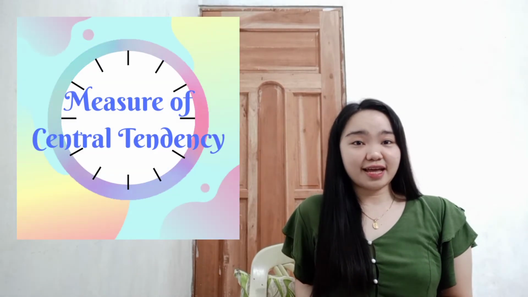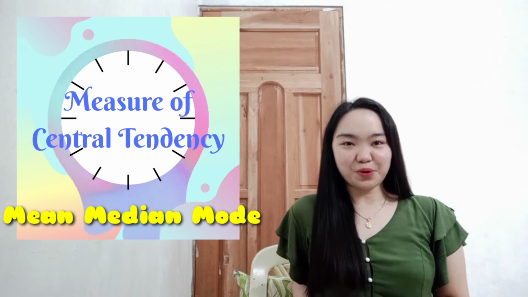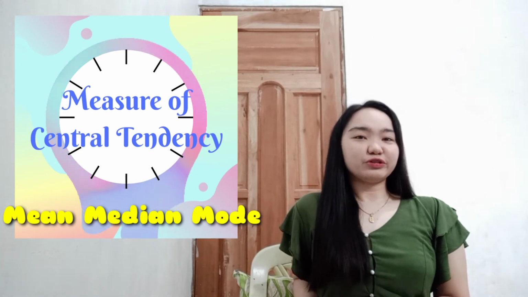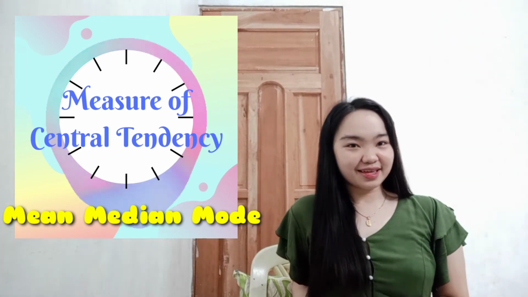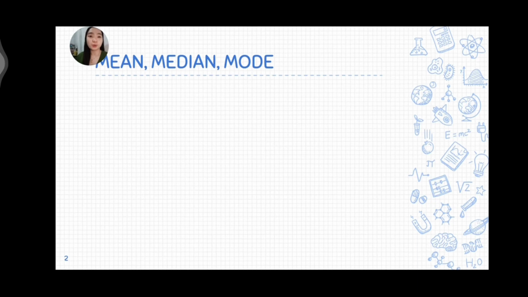Now that we are done with our guessing game, let's have our topic for today, the measures of central tendency. It consists of mean, median, and mode. To elaborate on it more, we're going to have the bigger screen. Are you ready? Let's get started. Now we're here on the bigger screen. We're going to elaborate more on measures of central tendency of ungrouped data. These are the mean, median, and mode.